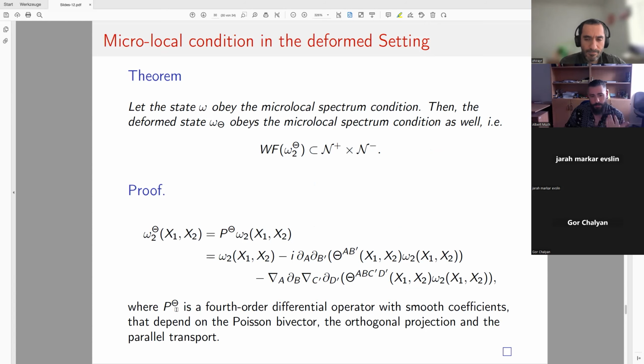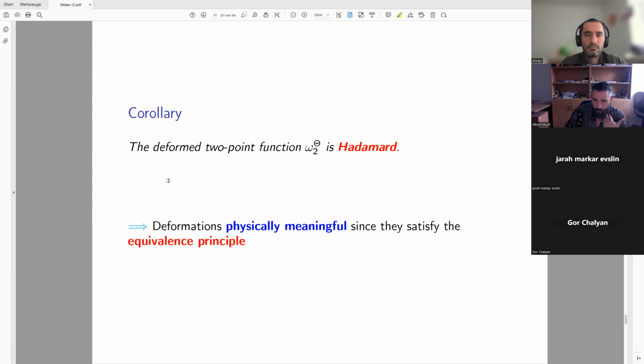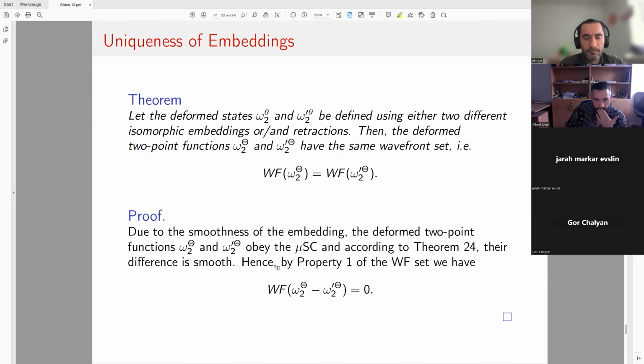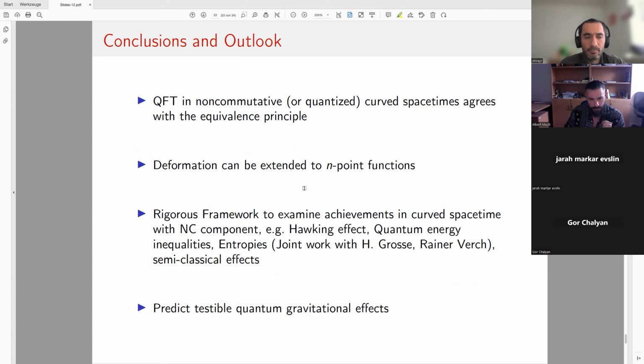As I said, P theta is a fourth-order differential operator with smooth coefficients that depend on the Poisson bivector, which is smooth, the orthogonal projector, which is smooth, and the parallel transport, which is also smooth. So the deformed two-point function is Hadamard, which means that these deformations are physically really meaningful, since they satisfy the quantum field theoretical implementation of the equivalence principle. And okay, there are certain other things that I can't skip.